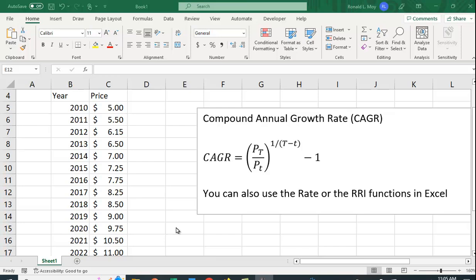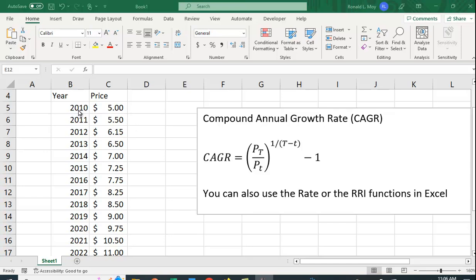Let's take a look at how you calculate the compound annual growth rate, sometimes abbreviated as CAGR. I guess if you wanted to pronounce that, you might call it CAGR. So the compound annual growth rate is the last period price divided by the first period price, and then raised to the 1 over the year in the last period minus the year in the first period.